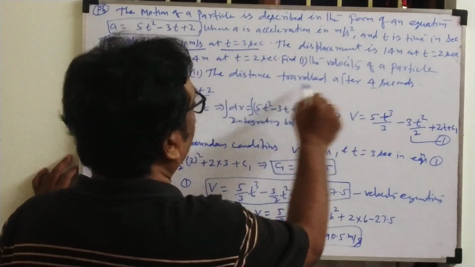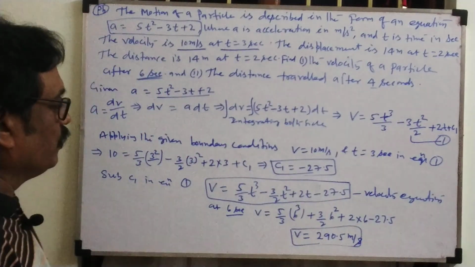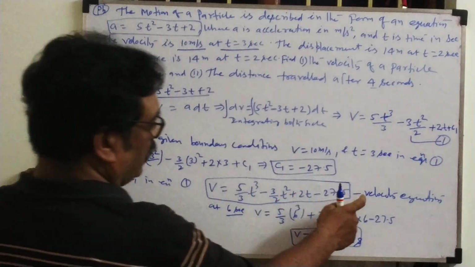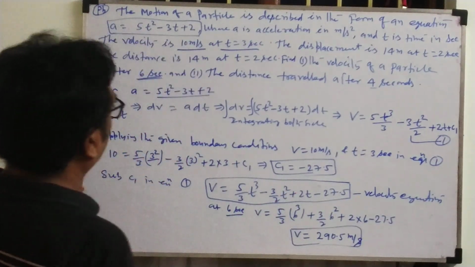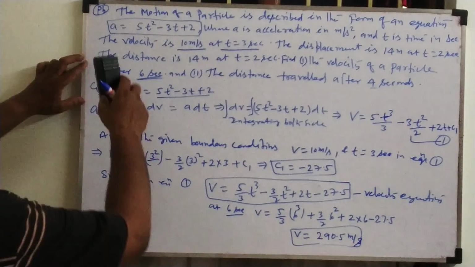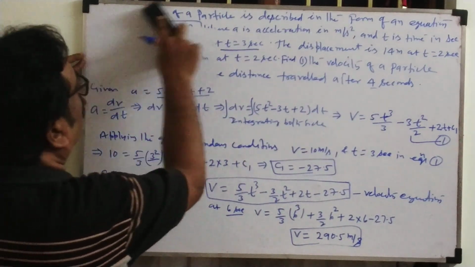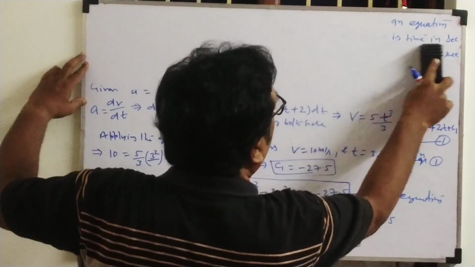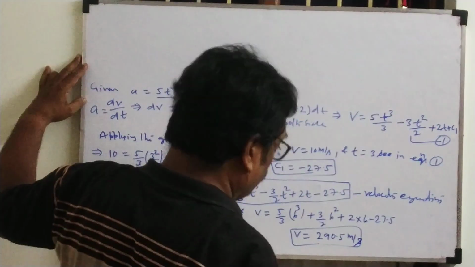This velocity equation, given the condition of 6 seconds, you substitute and get the answer. Now what are they asking? Distance travelled after 4 seconds. So what will we do? This is the velocity equation, and again we will reduce it. Okay, I will review these questions now, then we'll start the work from the top.